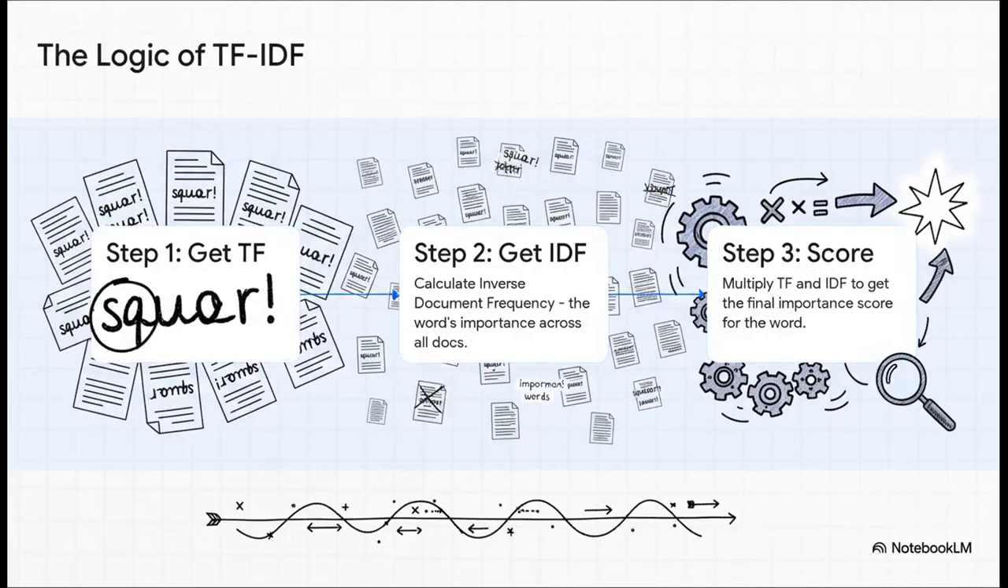Now, a much smarter approach is TF-IDF. This doesn't just count words, it actually weighs them. The idea is that if a word shows up a lot in one document, that's a high term frequency, but is pretty rare across all the other documents, a high inverse document frequency, then that word is probably really important. It's a great way to automatically filter out boring, common words like the, or is.